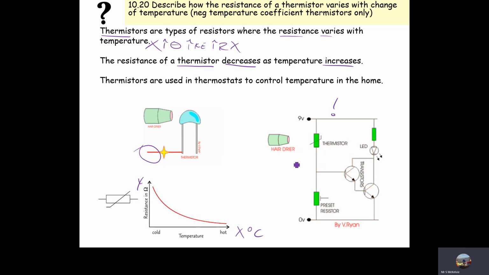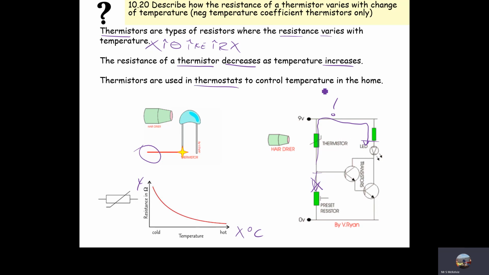Now, current will always flow where there is the smallest amount of resistance. So initially I've got my current flowing through this thing, my preset resistor, but if I increase the temperature on this thermistor, then my current is going to stop flowing in that direction, and instead it's going to flow in this direction, causing my LED to light up.